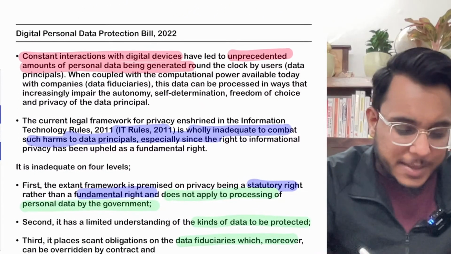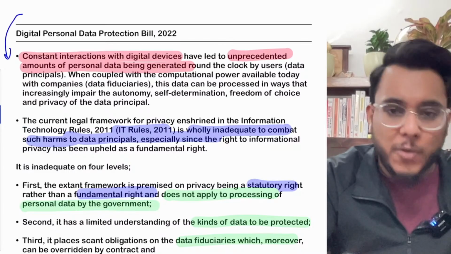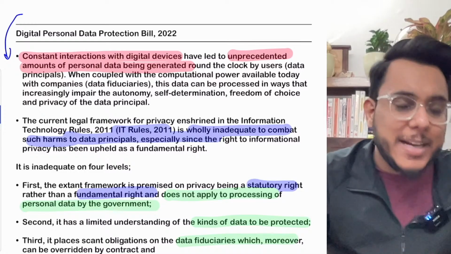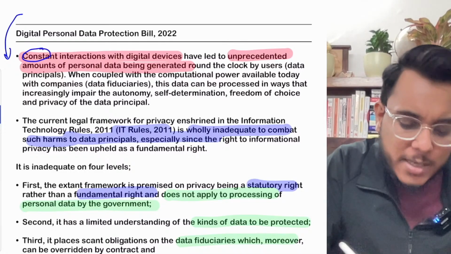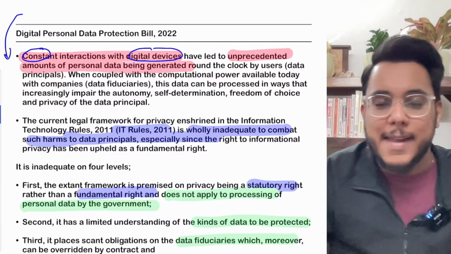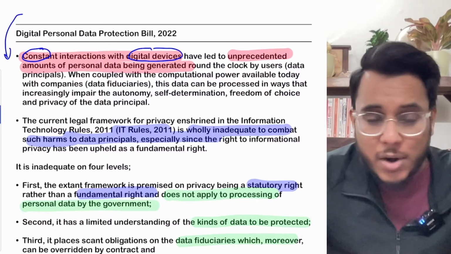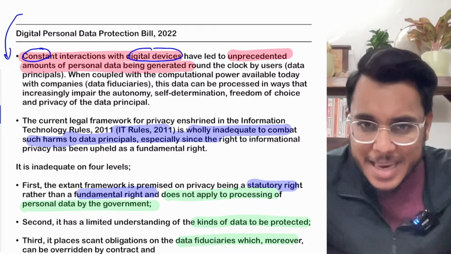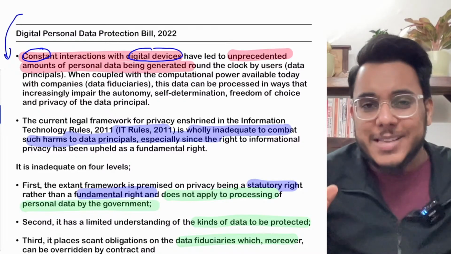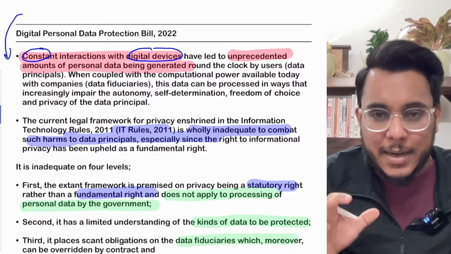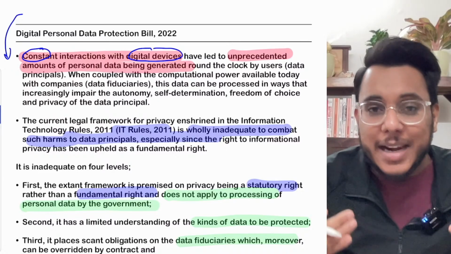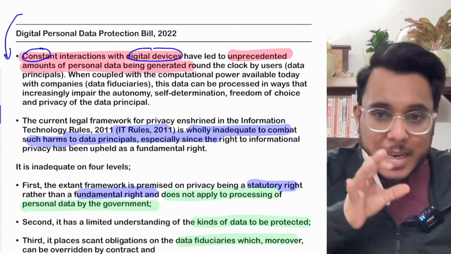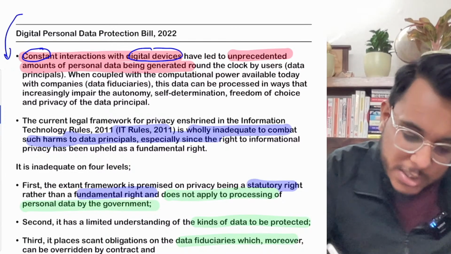Now, first of all, what is the need for such a bill? Understand, guys, a very beautiful paragraph has been given. Right now we are in constant interaction with digital devices. We are on Amazon ordering something, you are on Facebook uploading your picture, writing a post, liking some pages, etc. So what is happening constantly when we are on the internet? We are leaving a digital trail, and that digital data is a very important one.